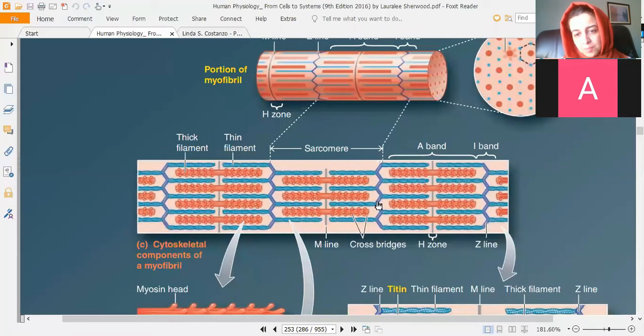There is this slight part just near the Z line where the thin filaments are not overlapping any thick filaments, and those are the parts which appear lighter on microscopy, and these are the I bands, in the middle of which is the Z line. And in the middle of the A band is the M line. The M line is that connective tissue structure which is attaching myosin filaments, or the thick filaments, on both sides.